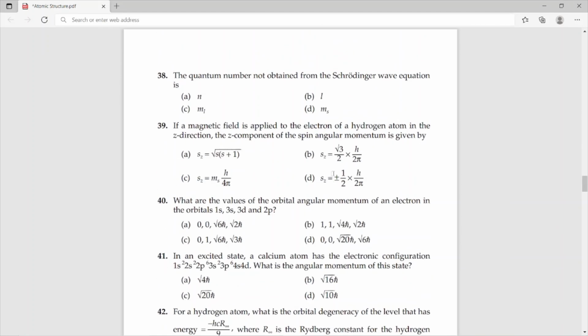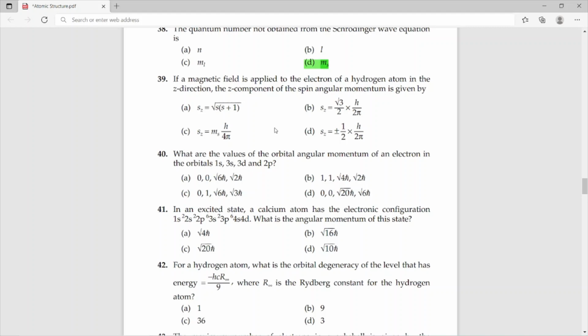Next is: the quantum number not obtained from Schrödinger wave equation. Which quantum number don't we obtain from Schrödinger's wave equation? The right answer should be m_s, option D.